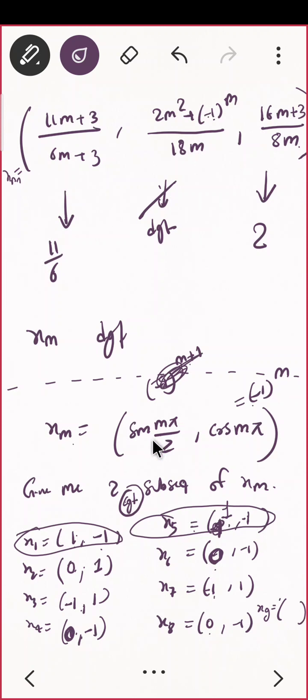x9 means it will be sine 9 pi by 2. Correct? So sine 9 pi by 2. It will be 1, na? And what about this? Minus 1. Correct? So this is 9. So do you see some pattern? x1, x5, x9? Yes.